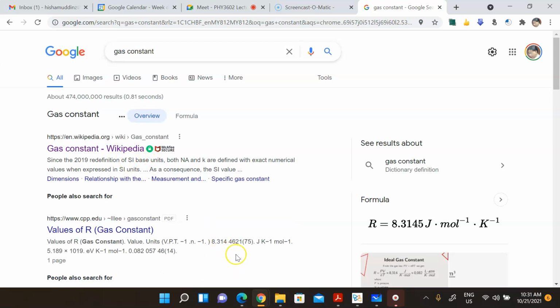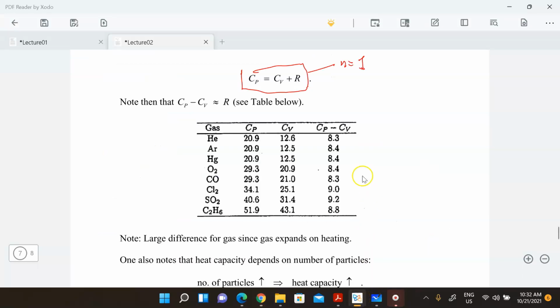The gas constant is about 8.3, right? So you can see from the table, it's more or less about that. Of course, for the others, because you have more complicated molecules, you might have some difference between them.